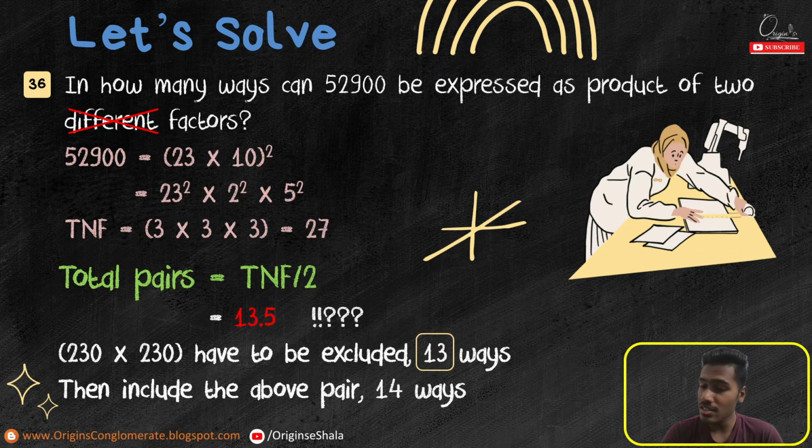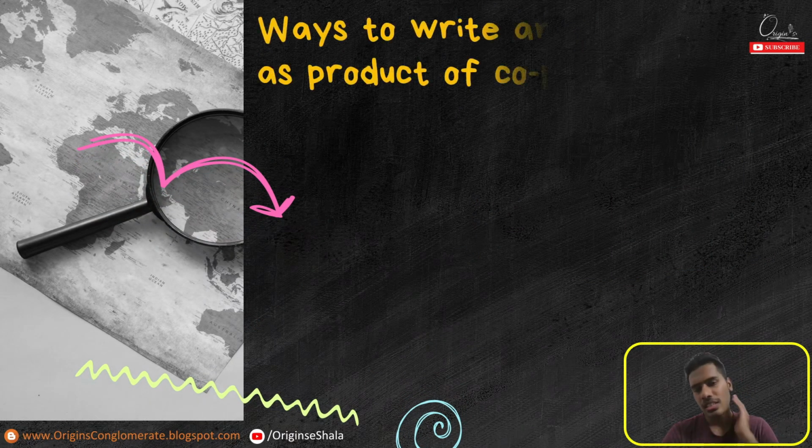Okay. Our final answer is 13 in this case, as this actually needs different factors. So yeah, otherwise if "different" was not there, 14 was the answer. So let's move to the next type.